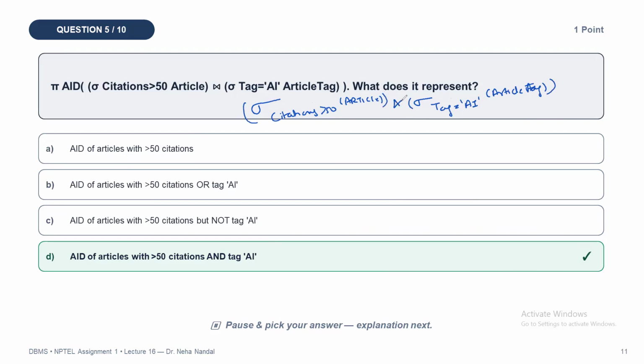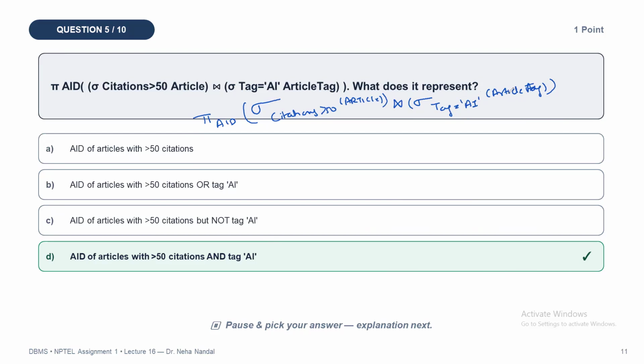And we are joining them, which means we will be taking the common values. And finally, we just project AID. The join keeps only those AIDs which appear in both of them. So the first selection of citations will happen from this table, and then the selection of this condition will happen from this table. Selecting citations greater than 50 gives high citation articles, and selecting tag equals AI gives AI tagged rows.